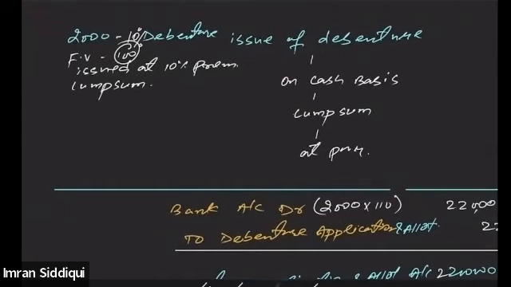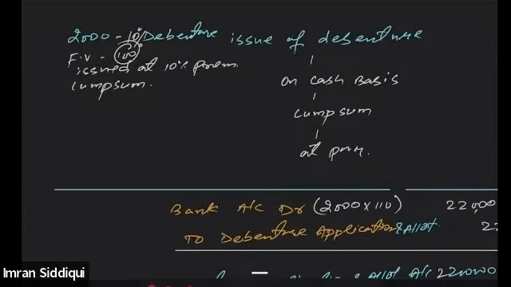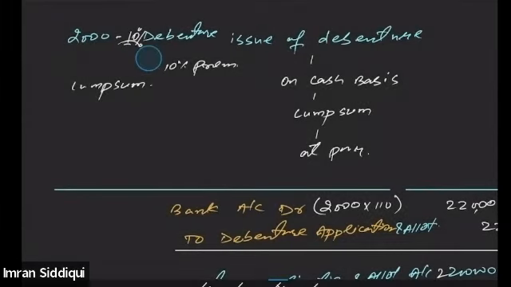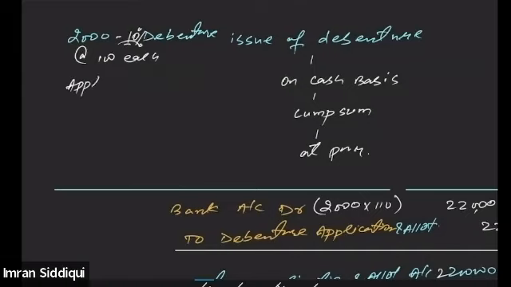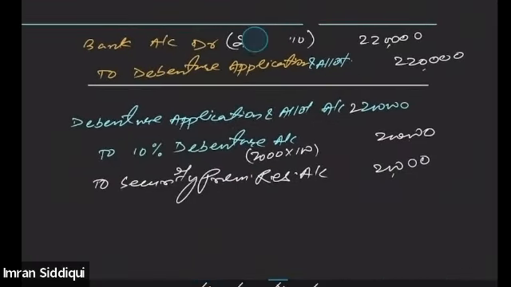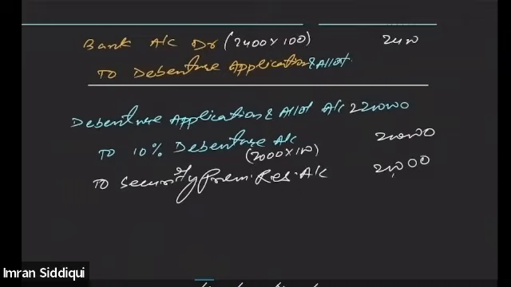So let's suppose, for a simple example, assume that the company has issued 2000 debentures at the rate of 100 each, but applications were received in respect of 2400 debentures. All right. So the journal entry for that will be what? It will be 2400 debentures into 100, that means 240,000.